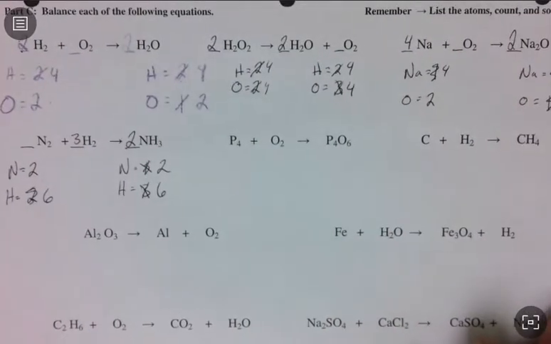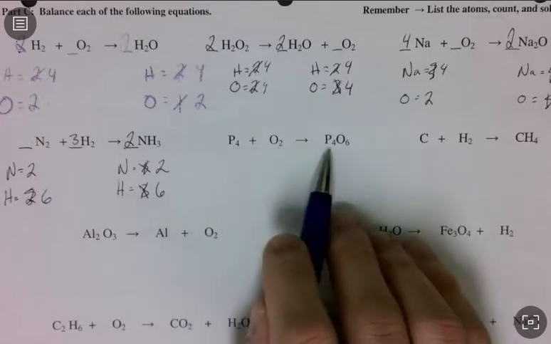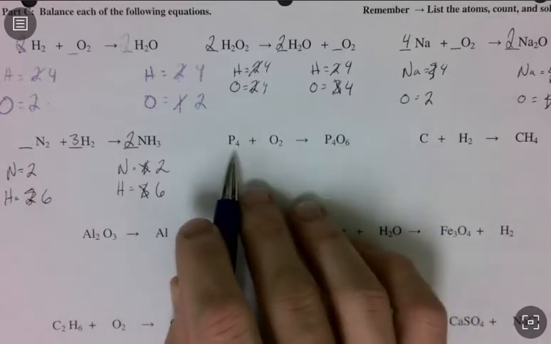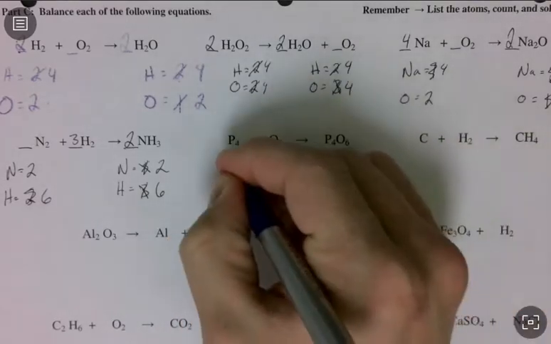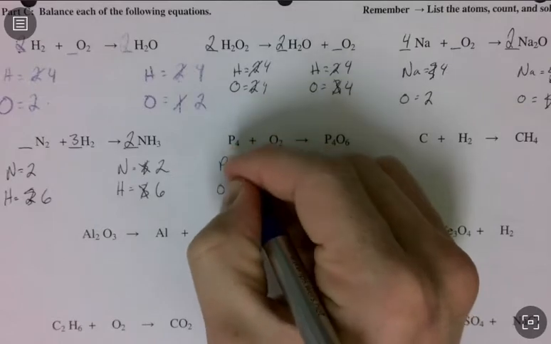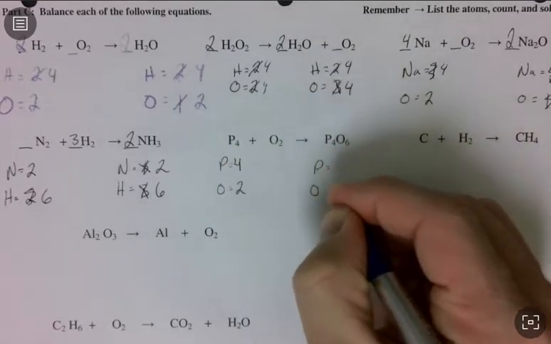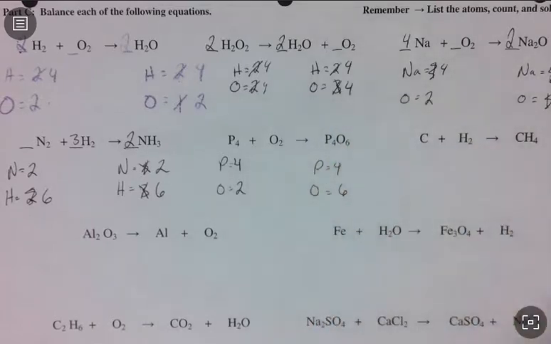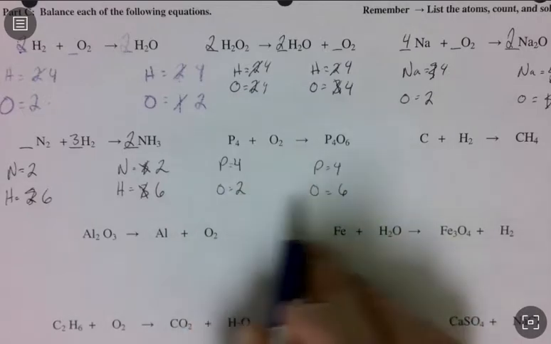We continue. Here I've got P4, O2, P4O2. P is our phosphorus. Now we have to write out how many we have on each side. There are 4 and 2. On this side I have 4 and 6. Now both of these are equal. The oxygens are not equal.